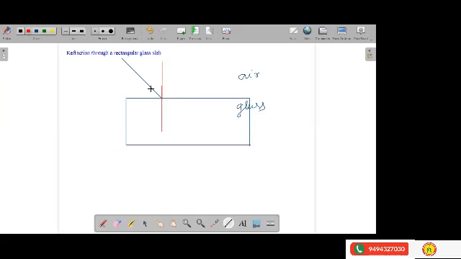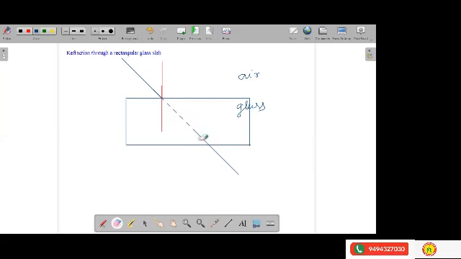The expected path of this ray of light. The ray of light was coming something like this, and the expected path is this. This is the expected path to be followed by the ray of light, if there is no bending taking place, so the ray of light should pass something like this.